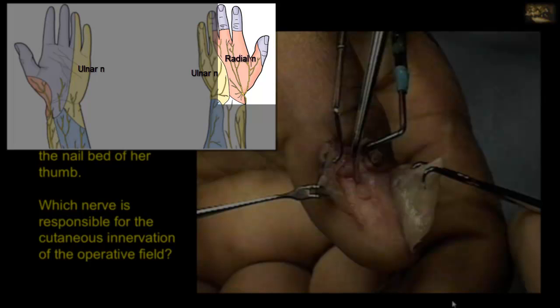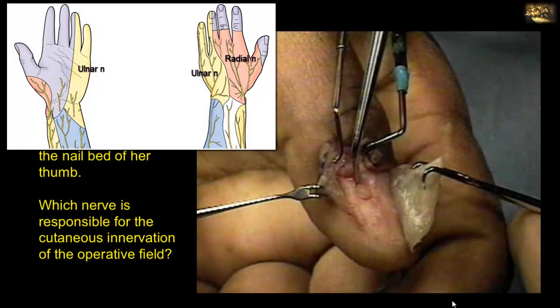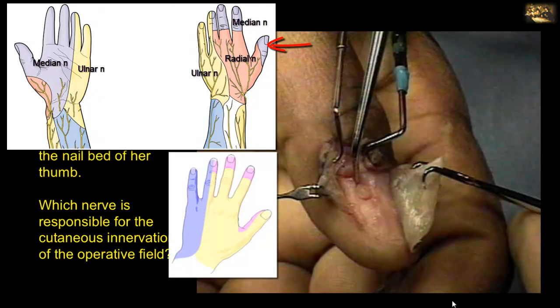The third nerve that provides cutaneous innervation of the hand is the median nerve. The median nerve supplies the skin of the palmar aspect of the lateral 3.5 fingers, including their nail beds on the dorsum, and thus including the area of operation here. It should be remembered that the exact cutaneous areas supplied by these 3 nerves, median, ulnar, and radial, are subject to variation and overlap.